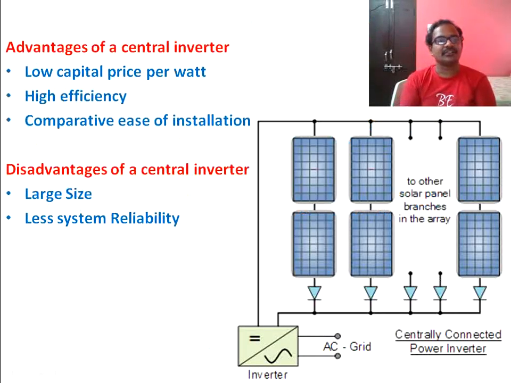What are the advantages? Low cost per watt, high efficiency, and comparatively very easy to install. Drawbacks are large size and less system reliability. Why is there less reliability? Because there is only one inverter. If that inverter is under maintenance, the complete building which depends on this solar power plant will be in darkness. That is, the reliability of power supply is less. You can see one more sketch of this centrally connected power inverter. Different strings are connected in parallel, and all the DC output is converted to AC by means of a single centralized inverter.